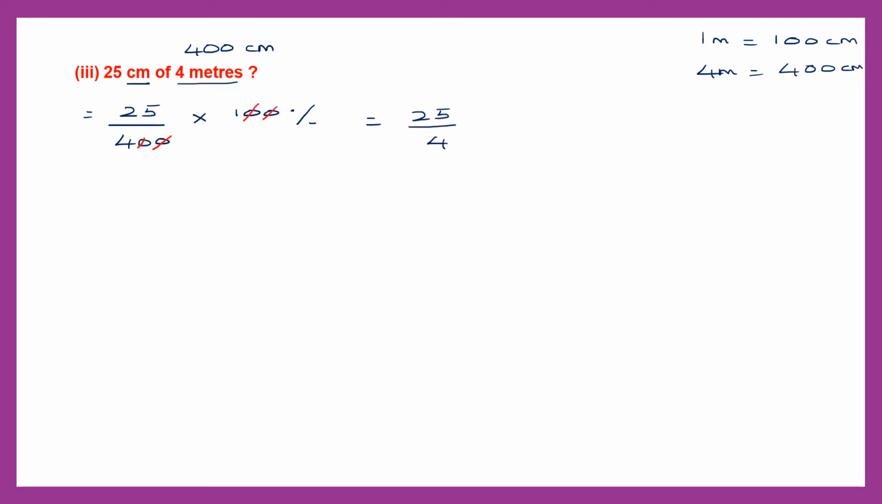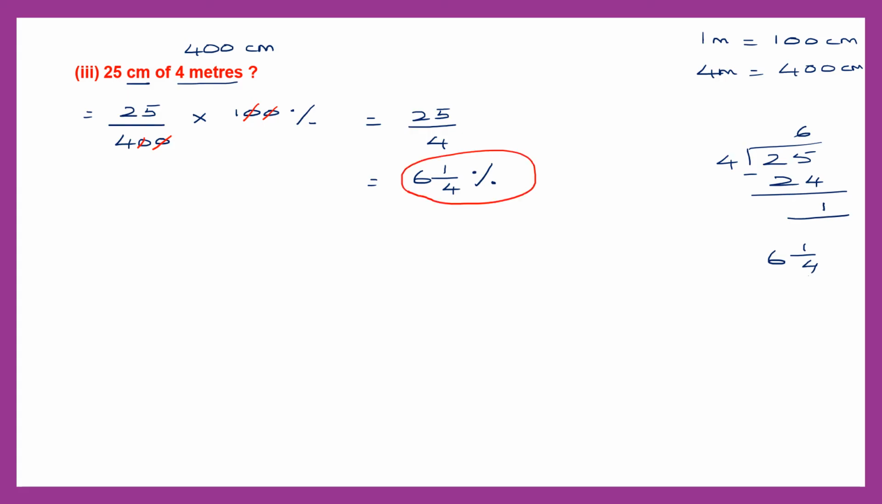25 by 4 which is an improper fraction. So we will convert it to a mixed number. 25 by 4. 4 sixes are 24, minus 1. So what is the mixed number? 6 1 by 4. So we've got our answer here. This is 6 1 by 4% because we are expressing this as percentage. So that's our answer, 6 1 by 4%.